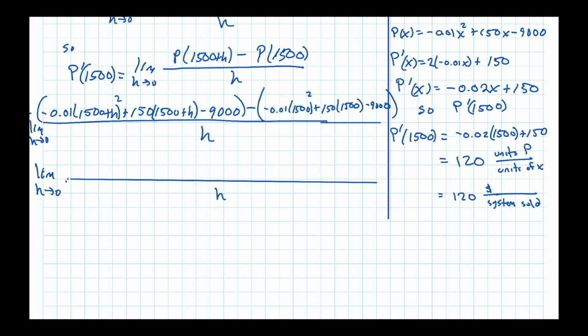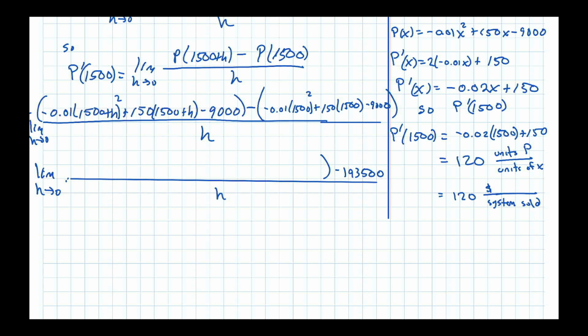We have H. So first of all, let's just calculate this entire thing over here. I'm going to punch this all into a calculator at once, and we're just going to get a number. So negative 0.01 times 1500 squared, plus 150 times 1500, minus 9000. And we get a big number: 193,500, unless I made a typo. I don't think so, though.